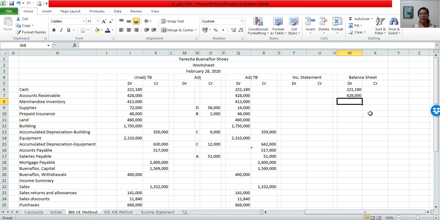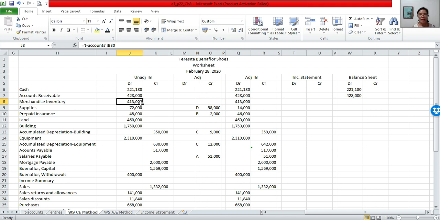So we are using the closing entry method. According to additional information letter E, it gives the amount of the merchandise inventory on February 28. The trial balance given to us is as of February 1. So therefore the 413,000 that we have here represents the beginning inventory. But the 397,000 that is given in additional information letter E as the result of the actual physical count represents the ending inventory.